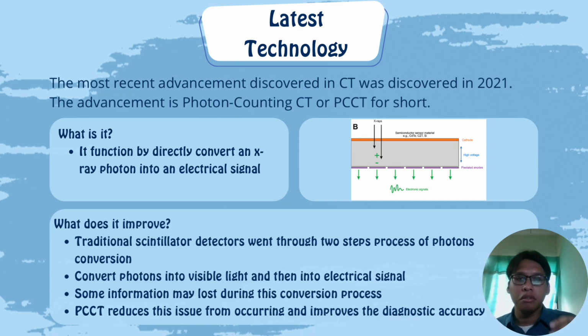So what is it? Well, PCCT functions by directly converting an X-ray photon into an electrical signal. But what does it actually improve from the older CT scan model? Well, the older CT scan model used a scintillator detector that went through a two-step process of photon conversion. It converts a photon into visible light and then into an electrical signal. Because of this, some information may be lost during this conversion process. But the PCCT, or photon counting CT, reduces or even erases that problem and improves the diagnostic accuracy of a CT radiograph.